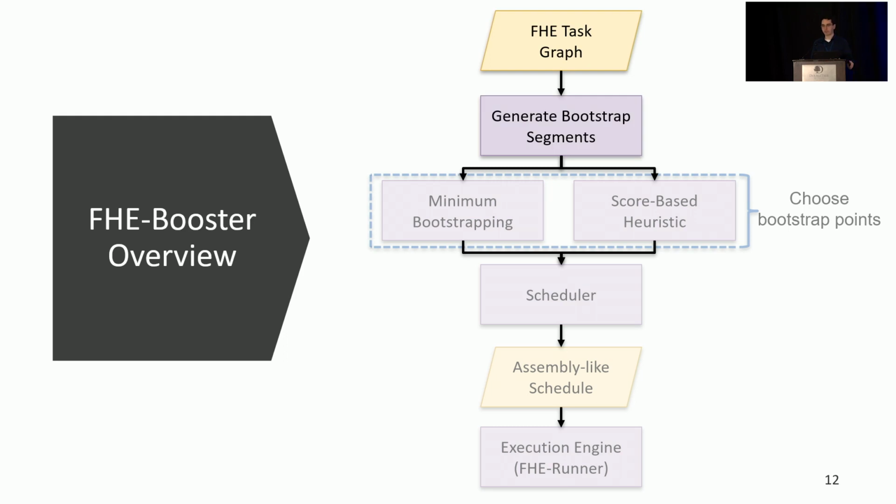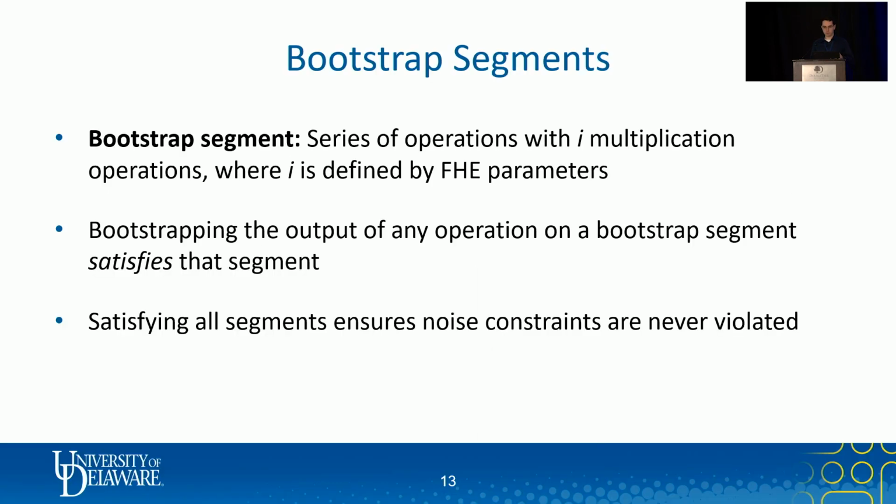The first step is to generate bootstrap segments. We define bootstrap segments as a series of operations in the task graph that have I multiplication operations, where I is an integer that is based on the FHE parameters. The idea is if along a path you do I multiplications, you're going to be at the noise threshold. And the idea with these segments is if we bootstrap the output ciphertext of any of these operations, we're going to satisfy that segment. Satisfying all the segments means that we never cross that critical noise threshold.